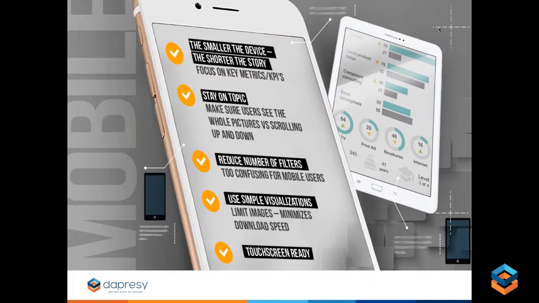Use simple visualizations and limit those images. It also minimizes the download speed, and you have to think about that. It's important to be visual, but not too much. And then really think about the implications of touchscreen. It needs to be touchscreen ready. So those are just some simple ideas and things that you should be thinking about when you're constructing a report that you believe should be mobile ready.